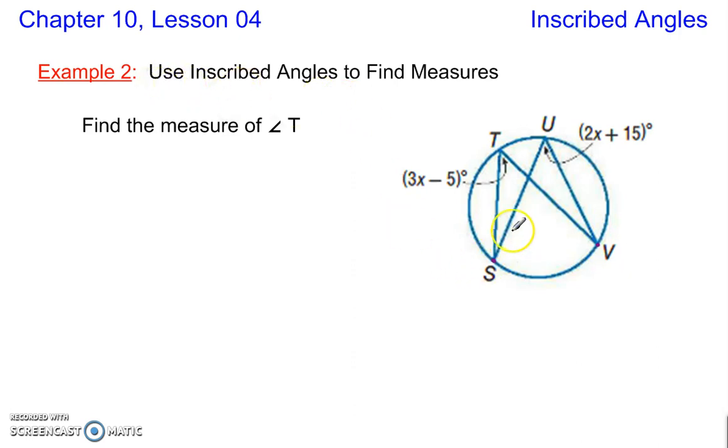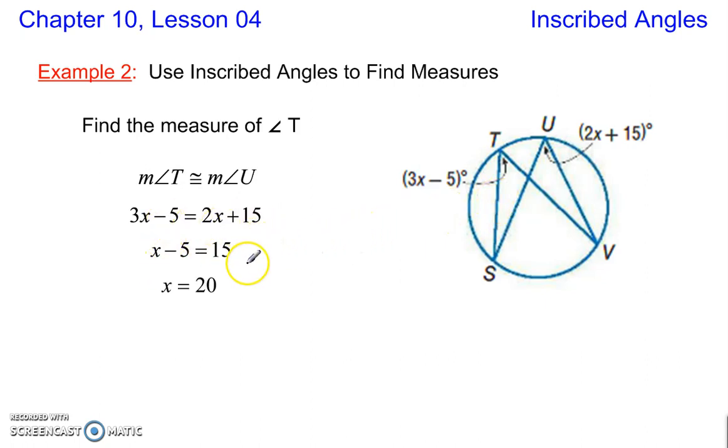Here we have two angles, and they both intercept this arc right here, SV. So what do we know about these two angles? We know that those two angles are congruent, so I can set 3x minus 5 equal to 2x plus 15, and then solve that way. We get x equals 20.